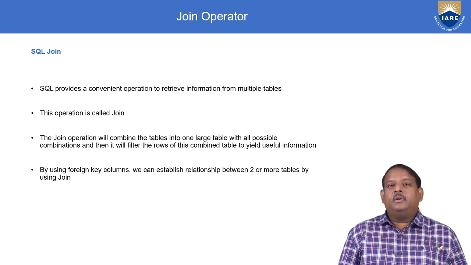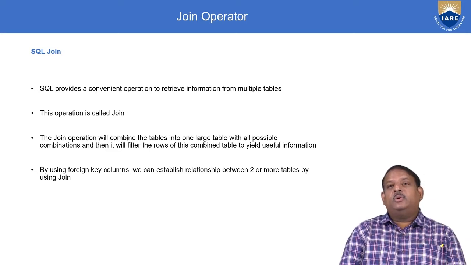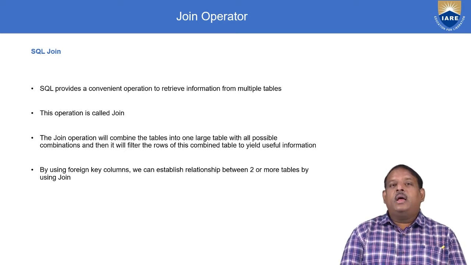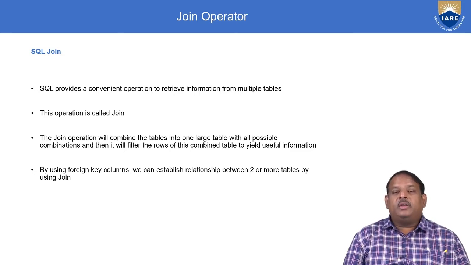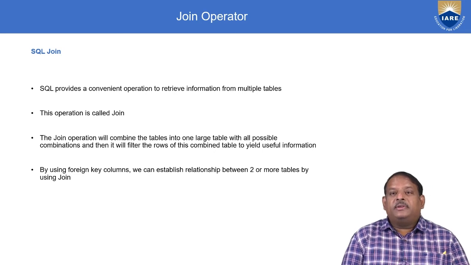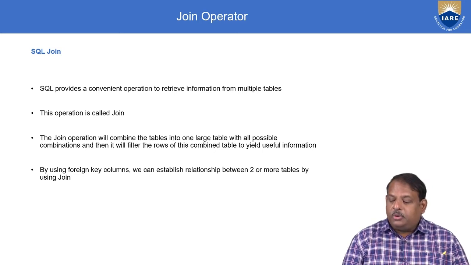The join operation will combine the tables into one large table with all the possible combinations, and then it will filter the rows of this combined table to yield the useful information. By using the foreign key relations, we can establish a relation between two or more tables by using joins.